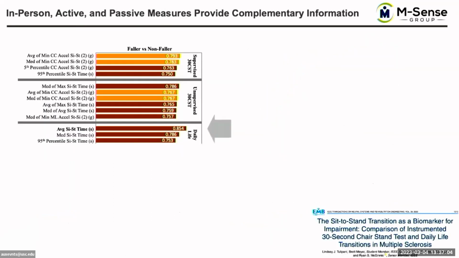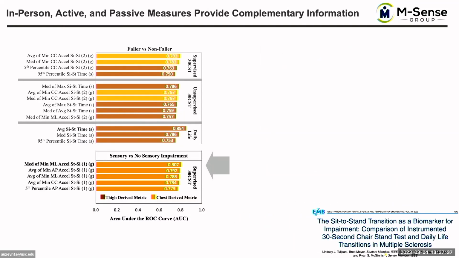Okay, so I think it's really interesting to think about how you may process data that's collected in the clinic in this way. But we've also looked at data collected more in the wild, outside of those clinical doors. And what we find is that in-person active and passive measures provide some complementary information. So if you're trying to characterize the difference between fallers and non-fallers, this is chair stand test data and data from daily life sit-to-stand transitions. You can see that the daily life measures perform better at discriminating between these two groups.